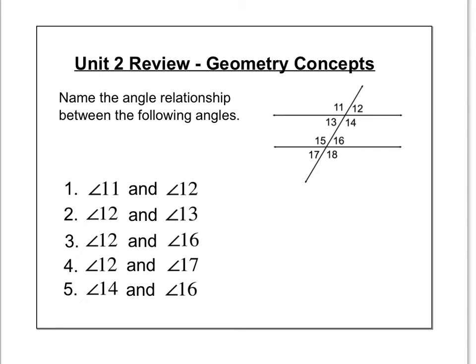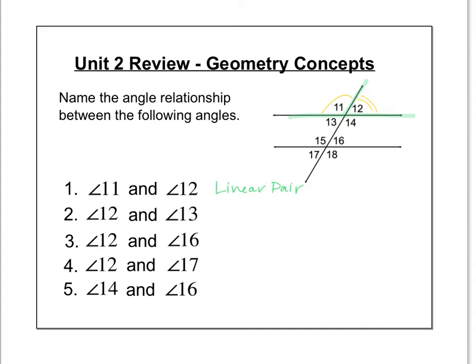All right, so 11 and 12, if you look closely at angle 11 and angle 12, they have been formed from a line. So look at right here, we have a line and it's divided into a pair of angles. That means that 11 and 12 are a linear pair.